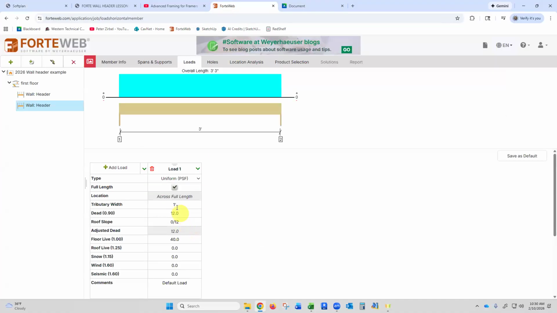So let's go into Forte Web and do our tributary width at 2 feet. Our roof's dead load is still going to be 15, just like before. Our roof slope's still going to be 5, just like before. We're going to get rid of the floor live load, and we're going to do a 30-pound snow load. We skip holes and location analysis. So your overall length should be 3'3" because it's only going down on a single shoulder stud on each side.